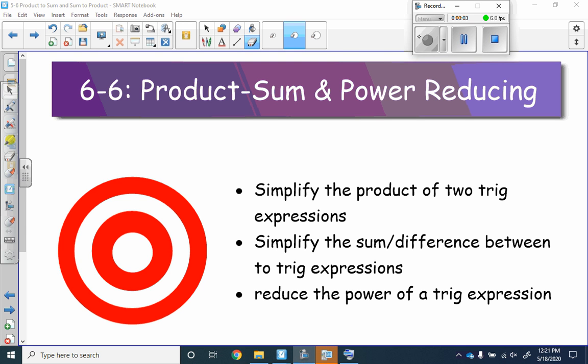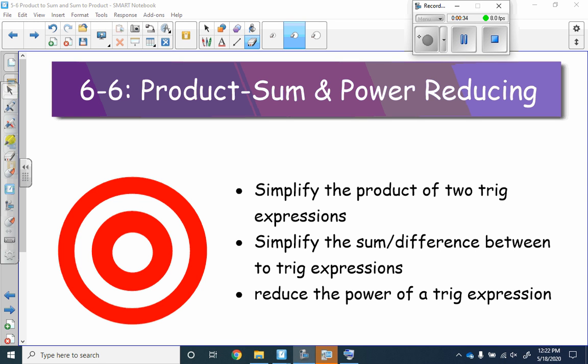All right, 6.6, we're going to take a look at product to sum and power reducing identities. Once again, in this section, I'm not going to go through the proofs of these at this point, just because they can be a little bit long. And they can't necessarily guarantee how many times you're going to use these. But once again, throughout this whole chapter, just trying to understand there are different ways that we can break things down. And then later on, it helps us be able to solve that.